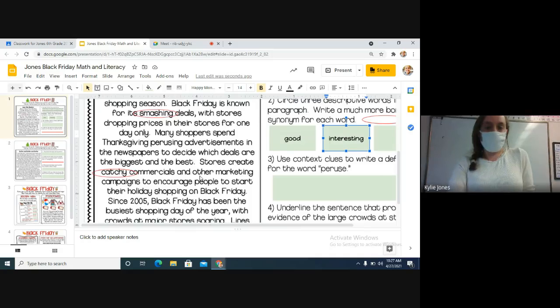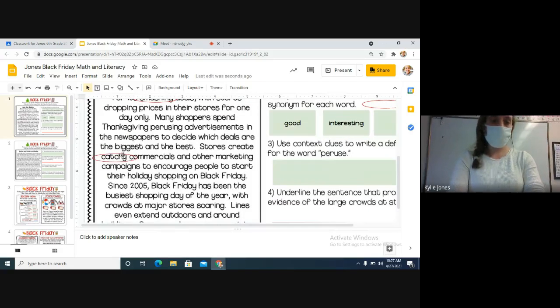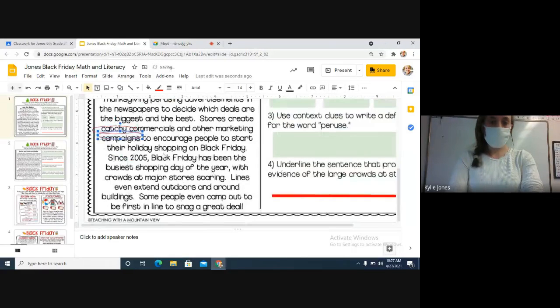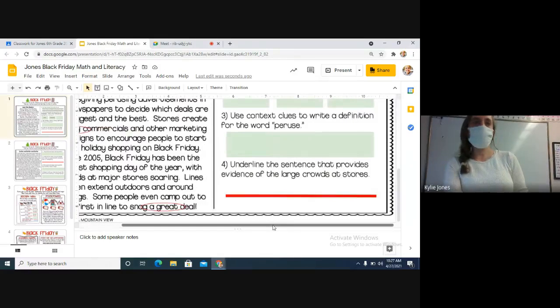Okay, where do you find the word great? On the bottom. To snag a great deal. Okay, so let's go ahead and put a circle around great. Okay, what's another word for great? Awesome. That would be even more exciting than great. We need a boring way. Good.